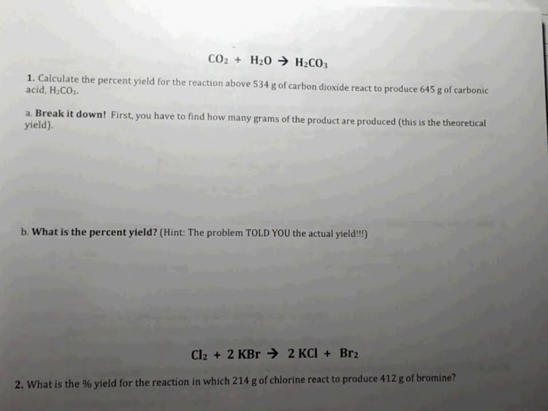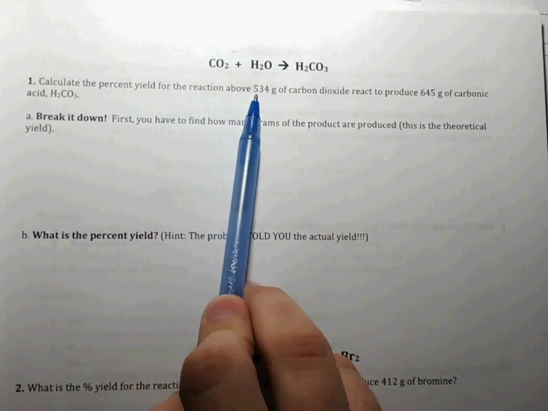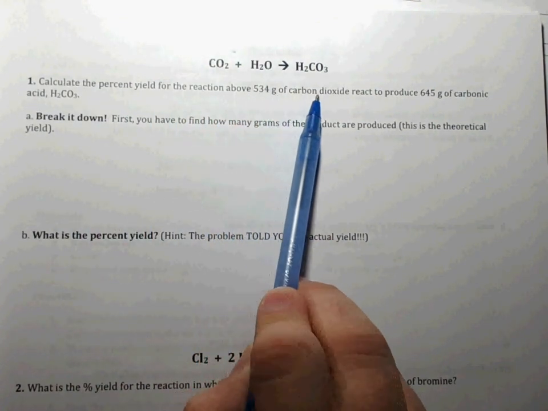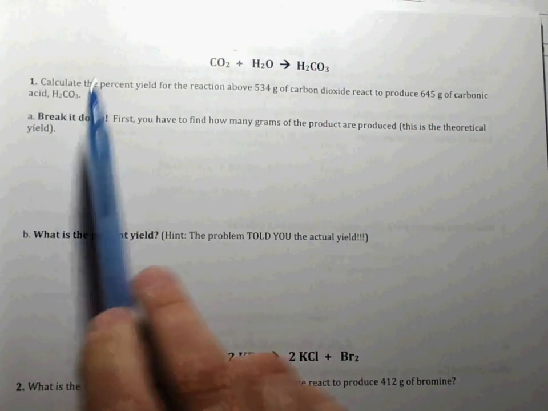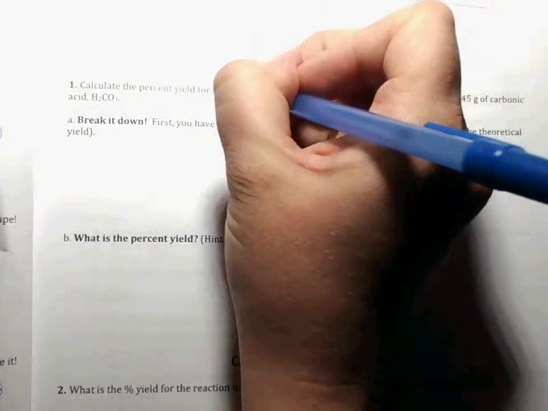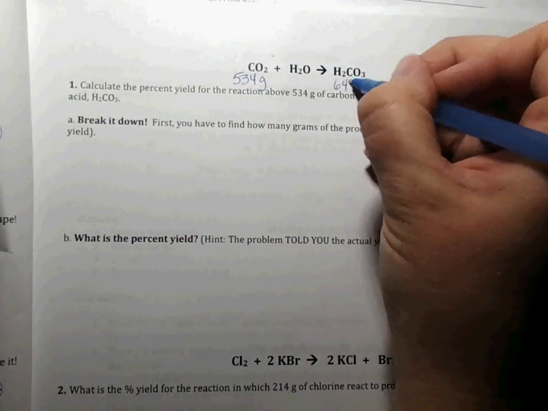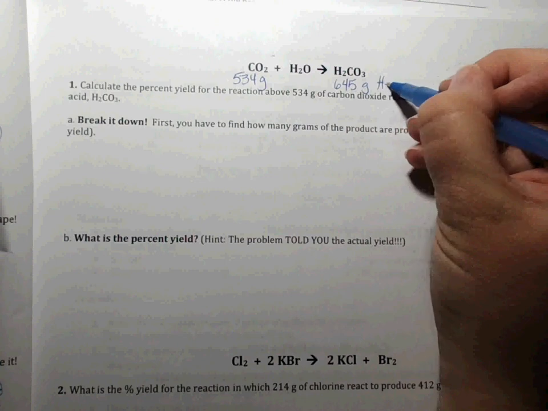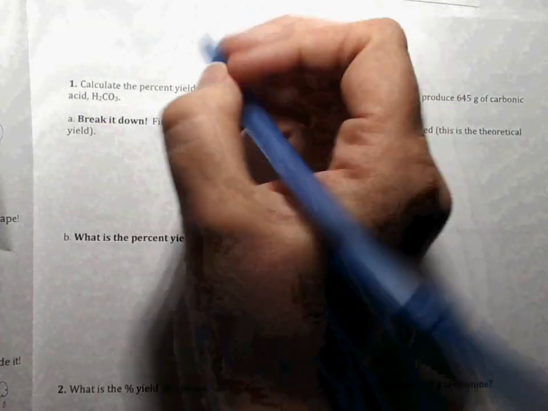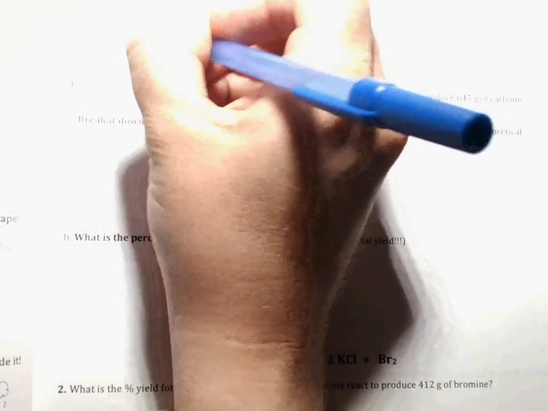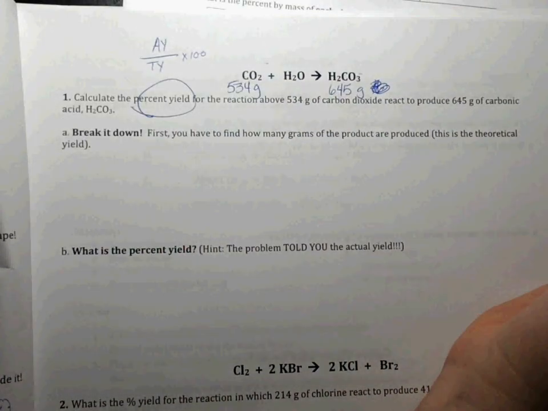So we go look at page 22, number 1. It says calculate the percent yield for the reaction above if 534 grams of carbon dioxide react to produce 645 grams of carbonic acid, H2CO3. So they're telling me I have 534 grams of carbon dioxide. We're making 645 grams of the H2CO3 carbonic acid right there. They want to know the percent yield, which means we need the actual yield divided by the theoretical yield times 100. I'm abbreviating. I hope that's okay that I abbreviate.